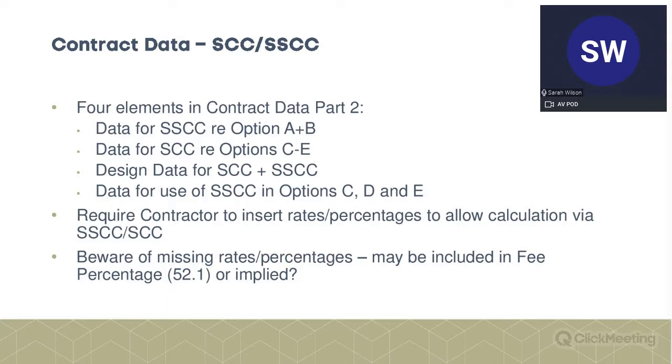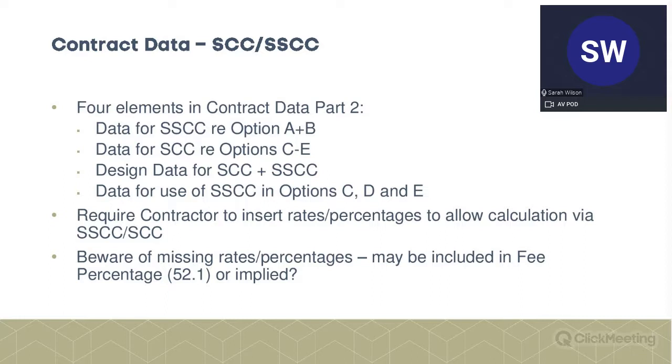So make sure that you complete those as relevant. So really, if you are on a schedule of cost, if you're on option C to E, you'll be completing pretty much all of the data except that which is specifically related to the shorter schedule for options A and B. So don't get muddled with that.